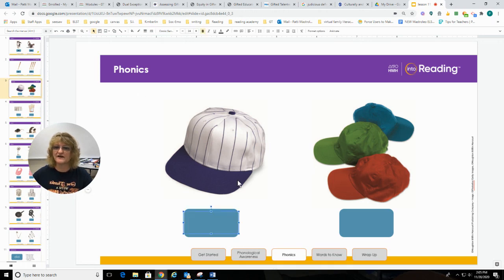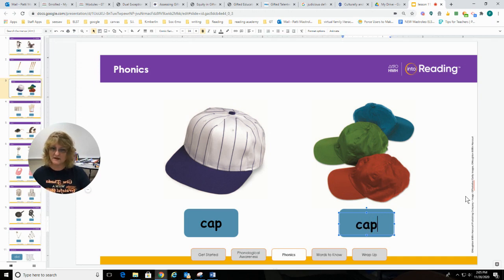This is a picture of a cap. Cap. One cap. Now, on this side, there's three, so it's more than one. So I have cap. Now I'm going to add that S. And I have caps, which means more than one. Take off the S, one. Add the S, more than one. Magic. So my word is cap, and I'm changing it by adding an S.